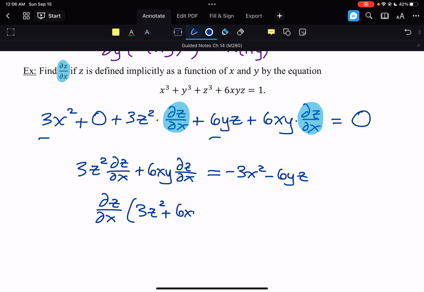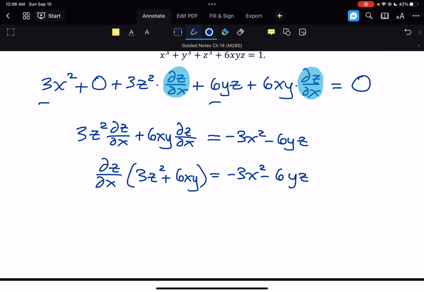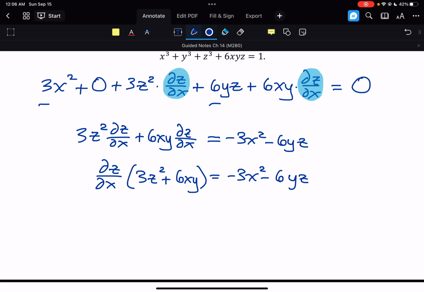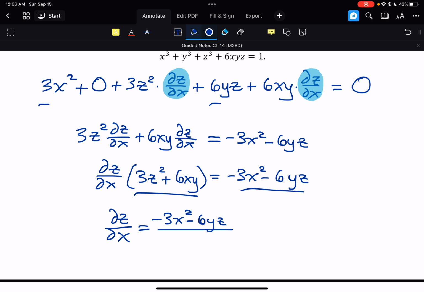At this point, I know it's probably been a while since you've done implicit differentiation, but if you go back and look at some problems from like Calc 1, you should see that this mirrors that process very closely, just with partial derivatives instead of whole single variable derivatives. And now we divide both sides by this piece to isolate the partial derivative. So we get partial z with respect to x is negative 3x squared minus 6yz over 3z squared plus 6xy.